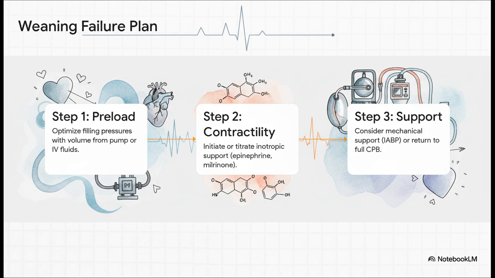And if that first try doesn't work, we don't panic. We have a clear, logical escalation plan. Step 1 is always optimize preload. Is the tank full? We can get volume right from the pump. If the filling pressures are good, but the heart still isn't squeezing well, then we move to step 2, enhance contractility with inotropes like epinephrine or milrinone. And only if that's not enough do we escalate to step 3, which is considering mechanical support like a balloon pump or making that tough call to go back on bypass to give the heart a rest.